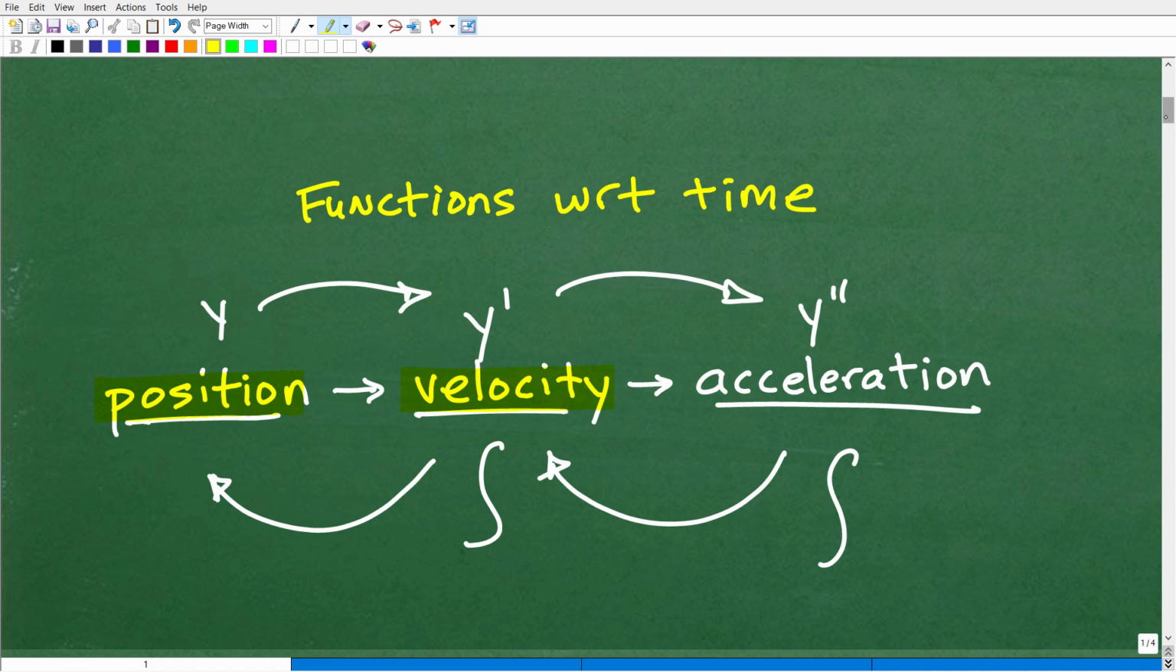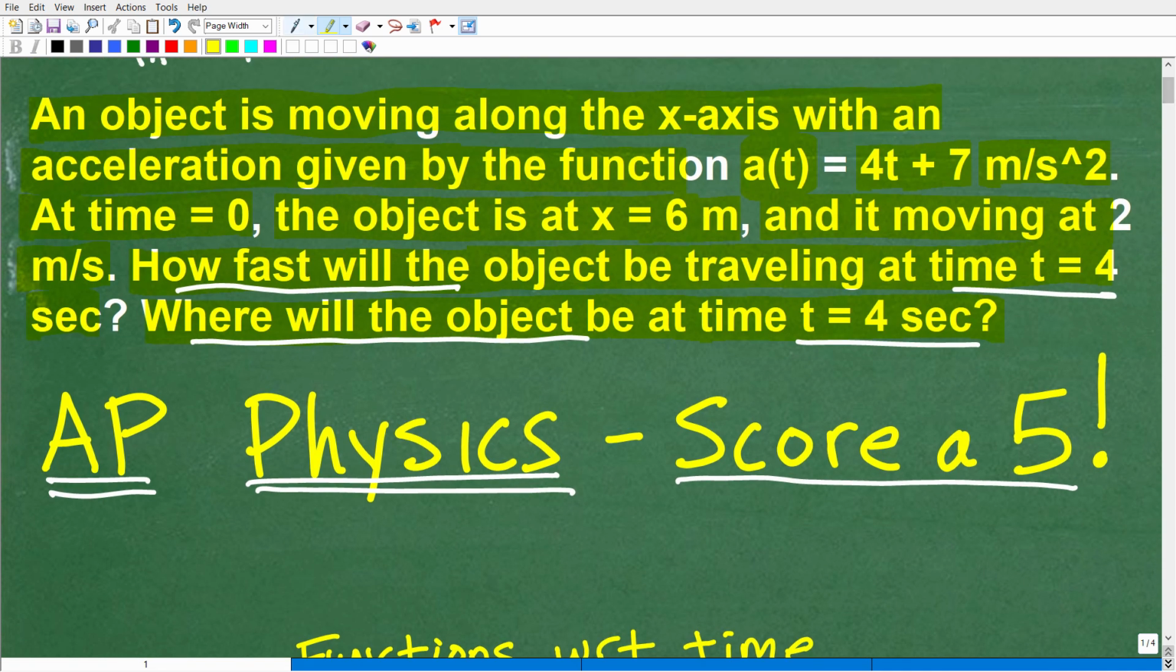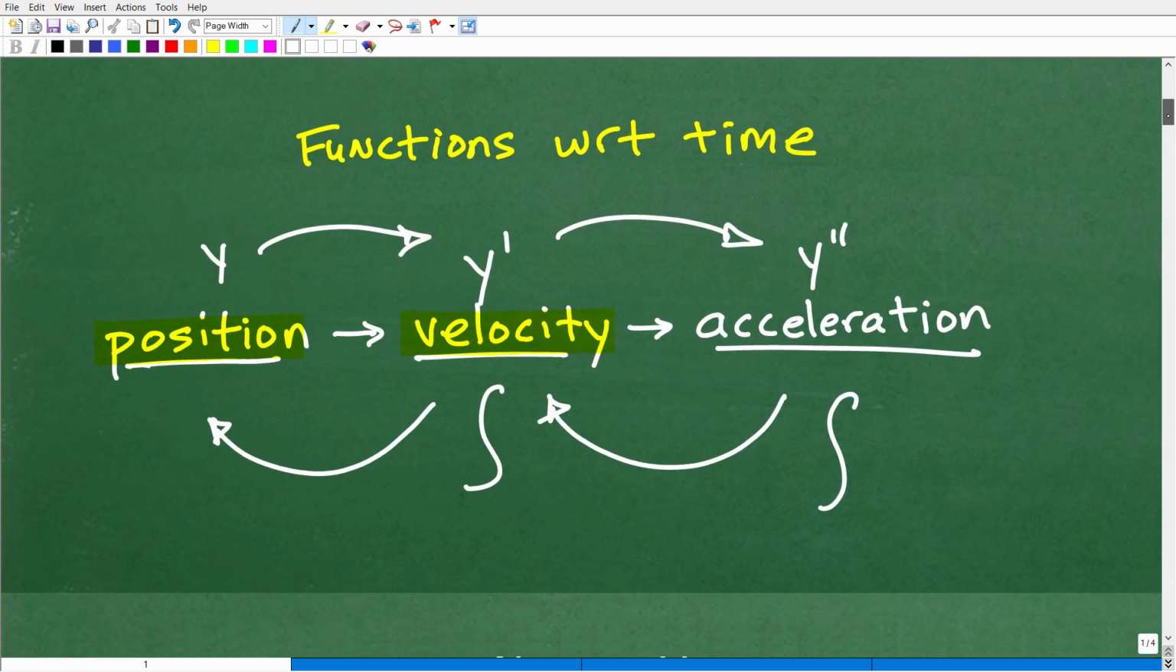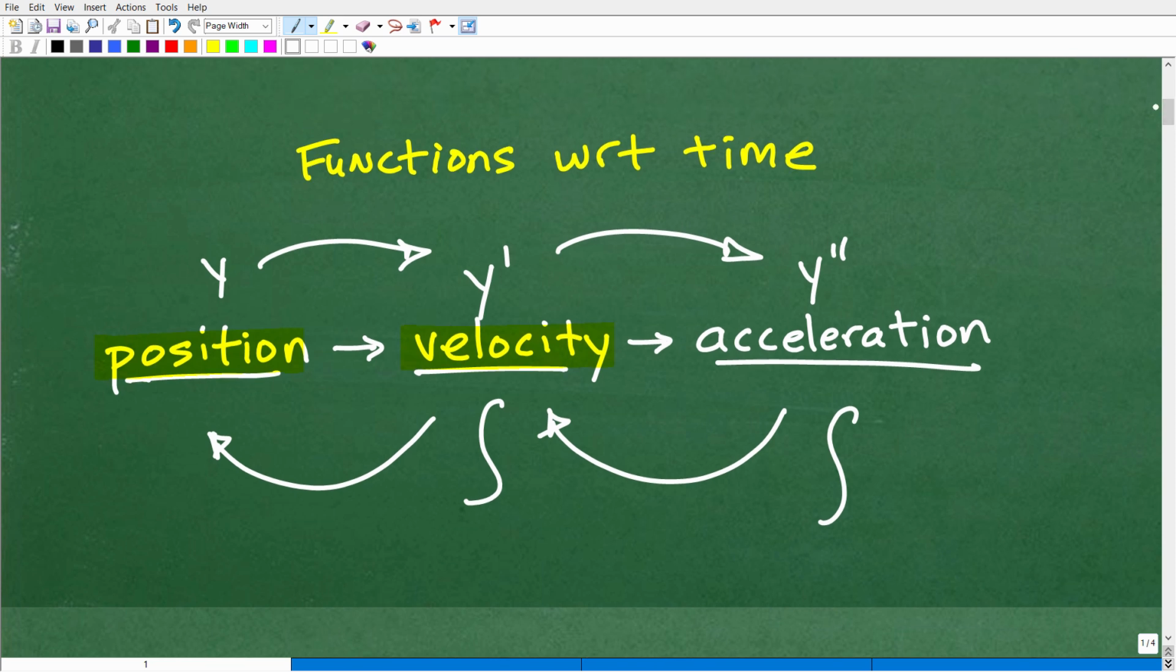Okay, let's go back to our problem. Here, how fast? We're talking about velocity here, so we're going to need a velocity function. And where will the object be? Well, this is position. So I'm going to need that position function and velocity function. But I'm given the what? I'm given the acceleration function. So we're going to have to use this relationship right here, acceleration, velocity, position, and how we can go between the acceleration, velocity, and position functions, either if I have the position function or the acceleration function. Hopefully you get the idea.